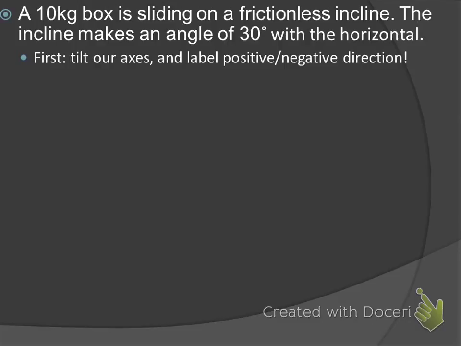A 10 kilogram box is sliding on a frictionless incline. The incline makes an angle of 30 degrees with the horizontal. So I'm going to write out all the steps that we're going to follow.